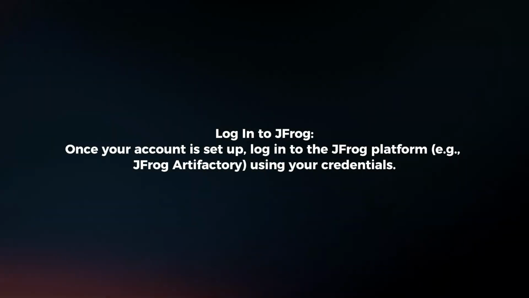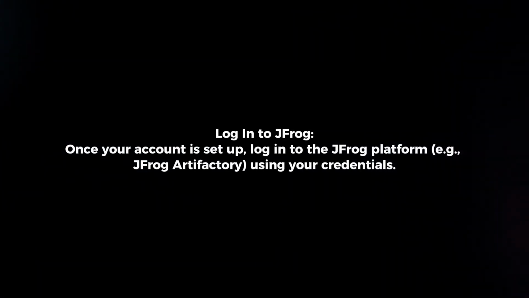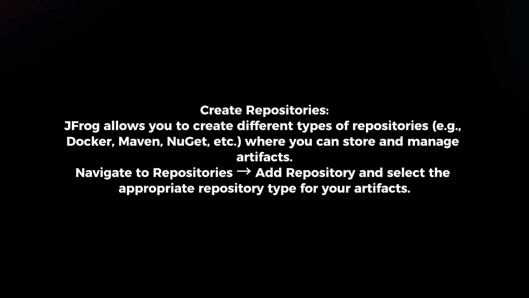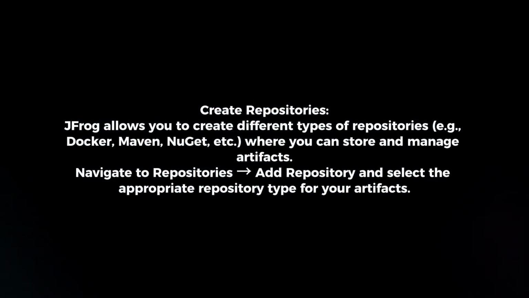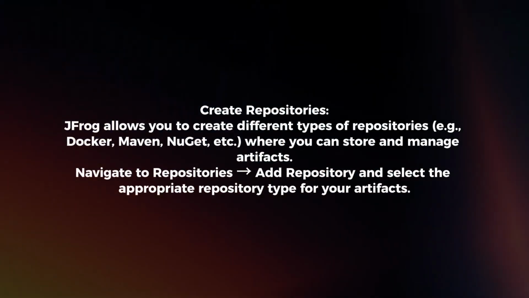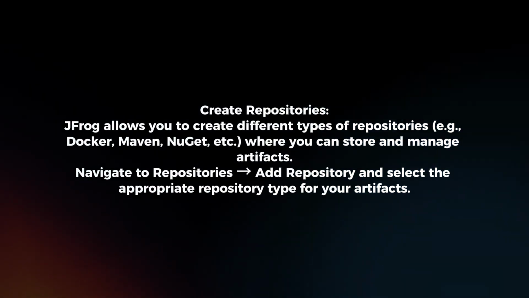Log into JFrog. Once your account is set up, log into the JFrog platform using your credentials. Create repositories. JFrog allows you to create different types of repositories where you can store and manage artifacts. Navigate to repositories, add repository, and select the appropriate repository type for your artifacts.